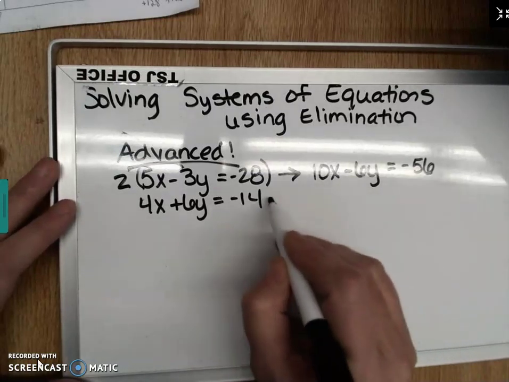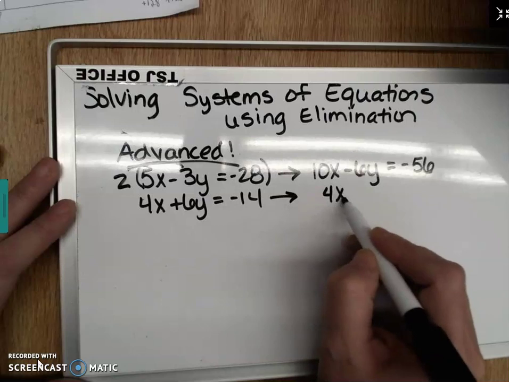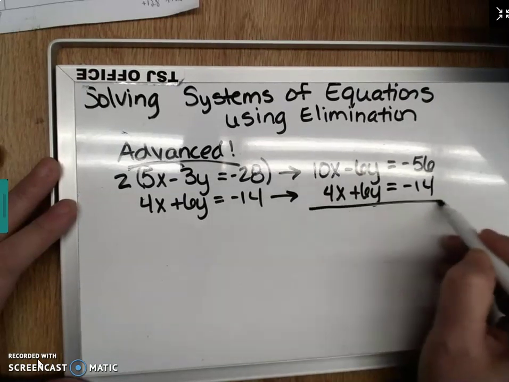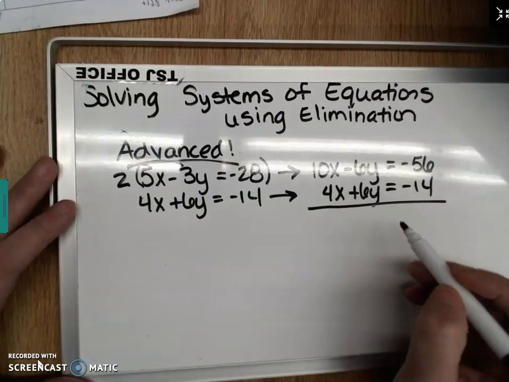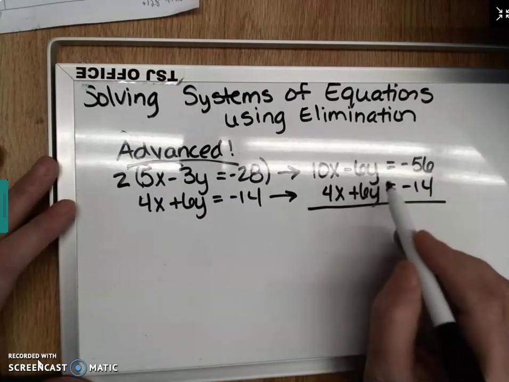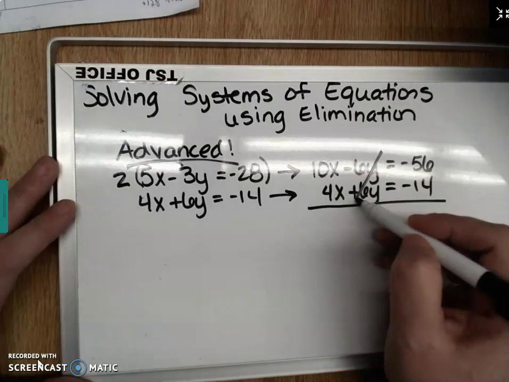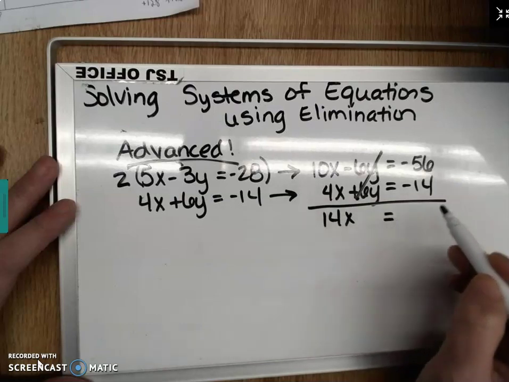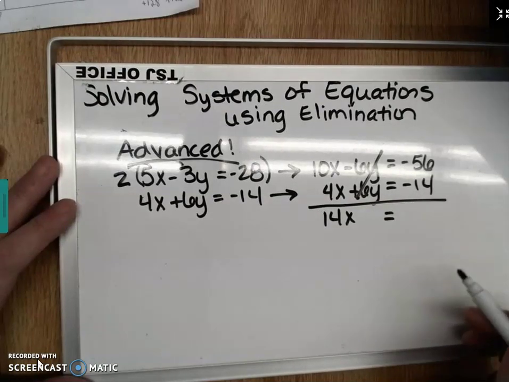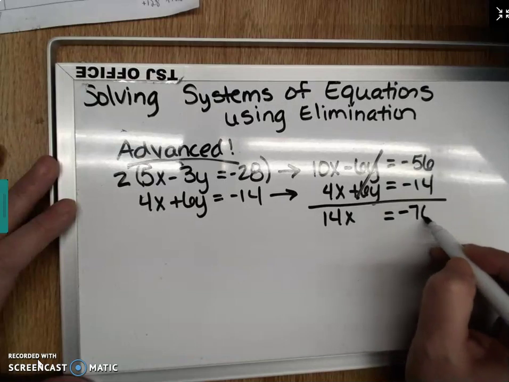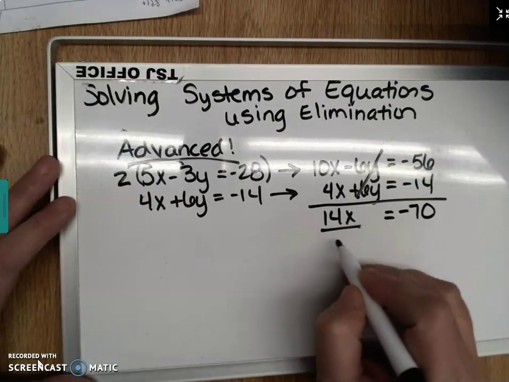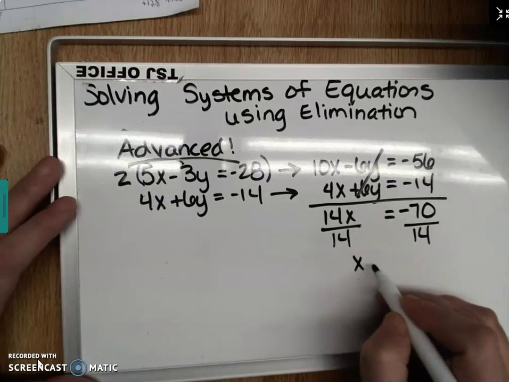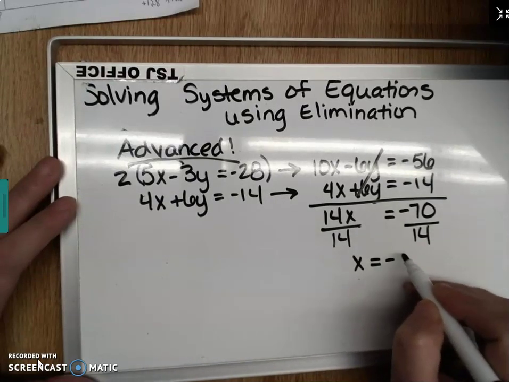If I move this equation over here, so it's stacked underneath, I can tell right away that my y's are going to eliminate each other. Negative 6y plus 6y is going to give me 0. If I add these two, I'm going to end up with 14x. And if I add negative 56 and negative 14, I'm going to end up with negative 70. Solve the equation for x by dividing by 14, and I'm going to get that x is equal to negative 5.